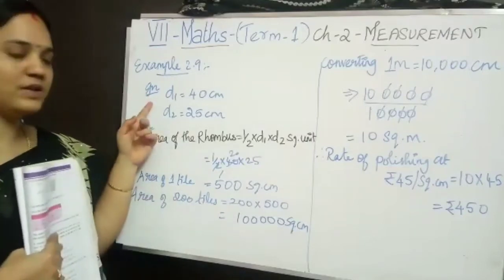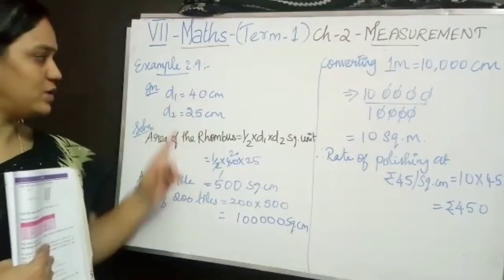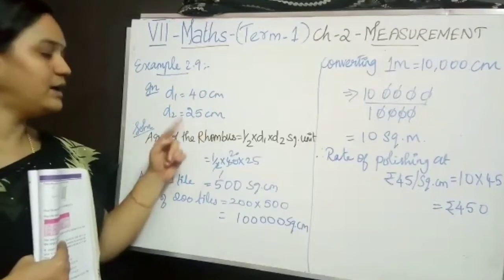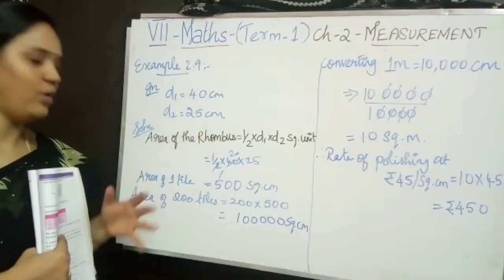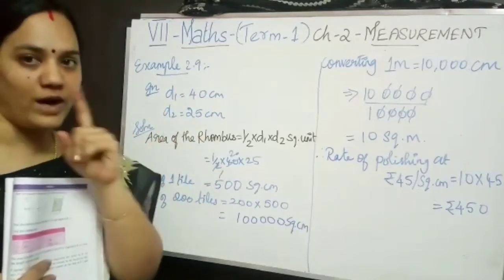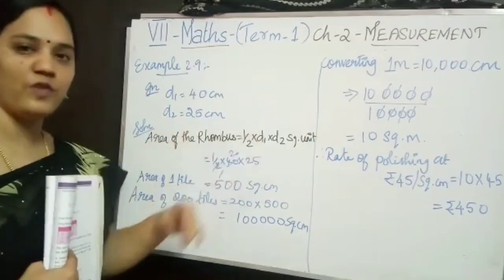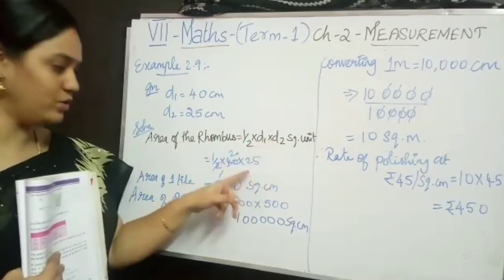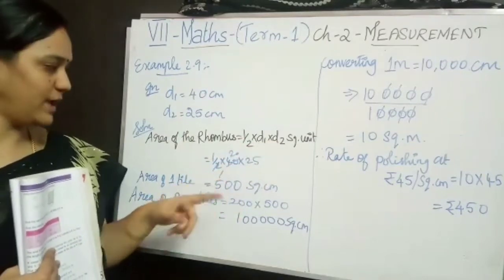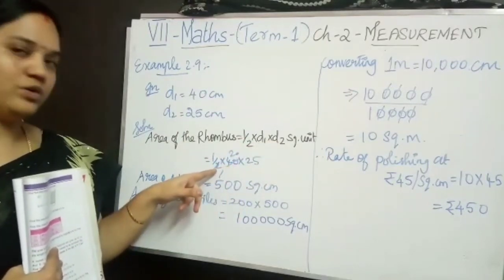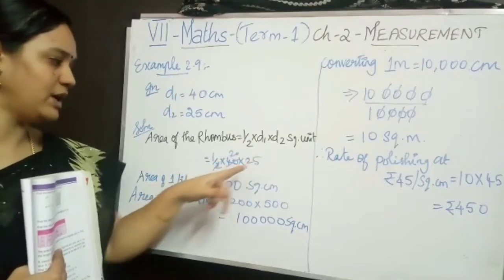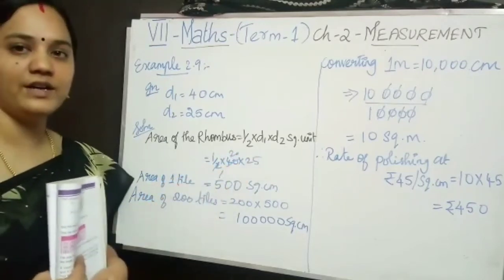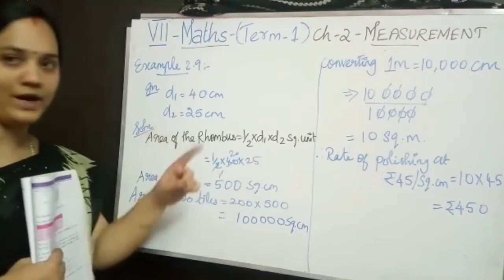So now going into our problem. See, what are all the things given? D1 is given, D2 is given. D1 is 40 centimeter and D2 is 25 centimeter. Now we have to find out the area of one tile first. The area of the rhombus formula we know, so we substitute the values for D1 and D2. I am cancelling: 40 with the 2 table, so 20 into 25 is 500 square centimeter. That is the area of one tile.